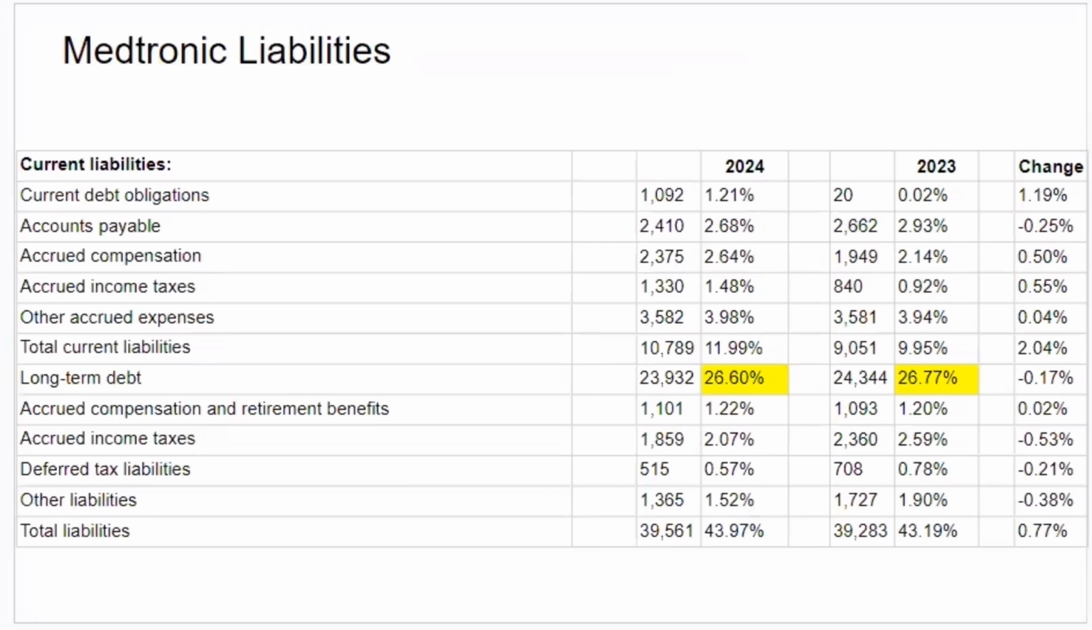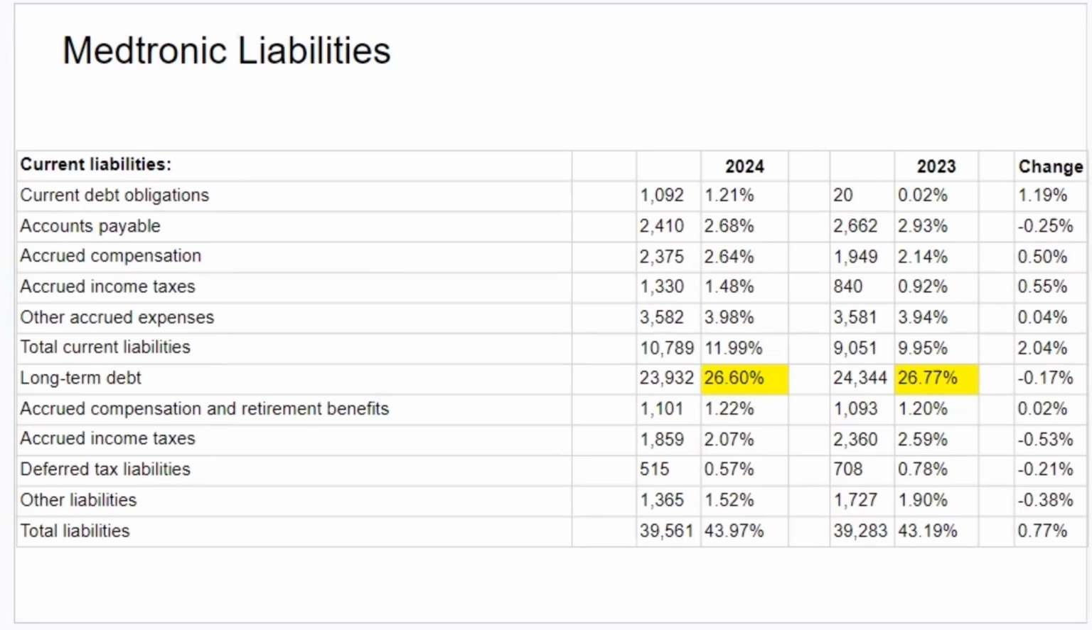So starting with Medtronic, the most significant liability, we can see that is long-term debt. In 2024 it is 26.6 and in 2023 26.7, which is a 0.17% difference year to year. So we can see how not much of a difference that has been. They have paid a little bit, at 0.17%. However, they may want to look into increasing that change a little more for the better, of course.